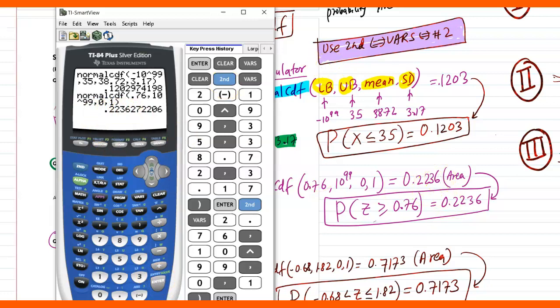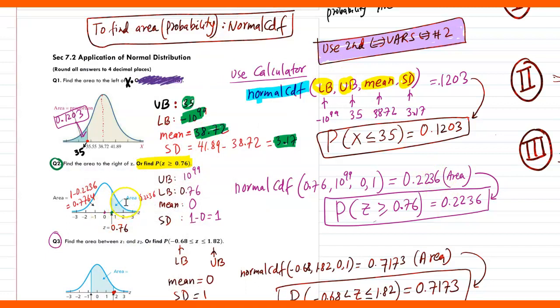0.2236. That's the area. Whatever we're looking for, this area is 0.2236. For the area on the left, on this curve, from this point 0.76 is 0.2236. In other words, this area is about 22% of the whole area. Think about 0.2236 as a proportion. As a percentage, it's going to be 22.36, right? I should say 22%. This area is about 22%.